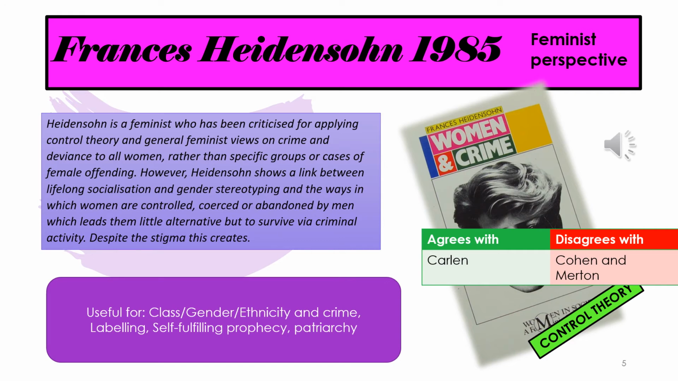So Carlin is the obvious person to agree with Heidensen. Cohen and Merton are good for contrasting from their functionalist perspectives. And again, you look at when these studies are written and what's changed since then. So we've just looked at Cohen's writing a long time ago. Merton's writing even further than that, back into history. So you may want to look not just at the perspectives, but the context with which they're writing and what that shows us.